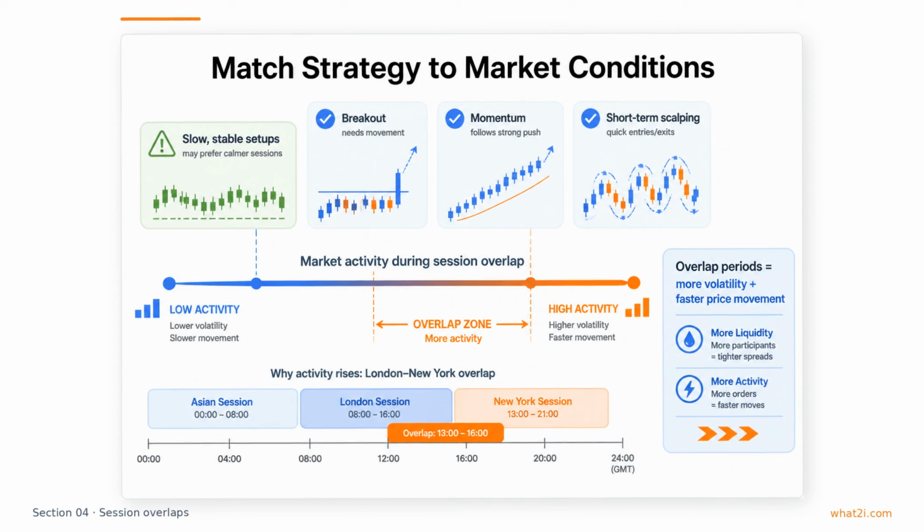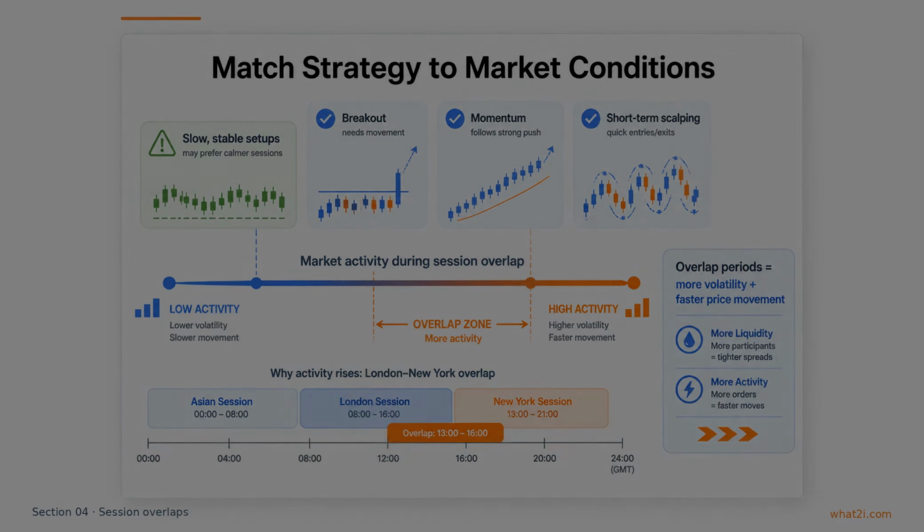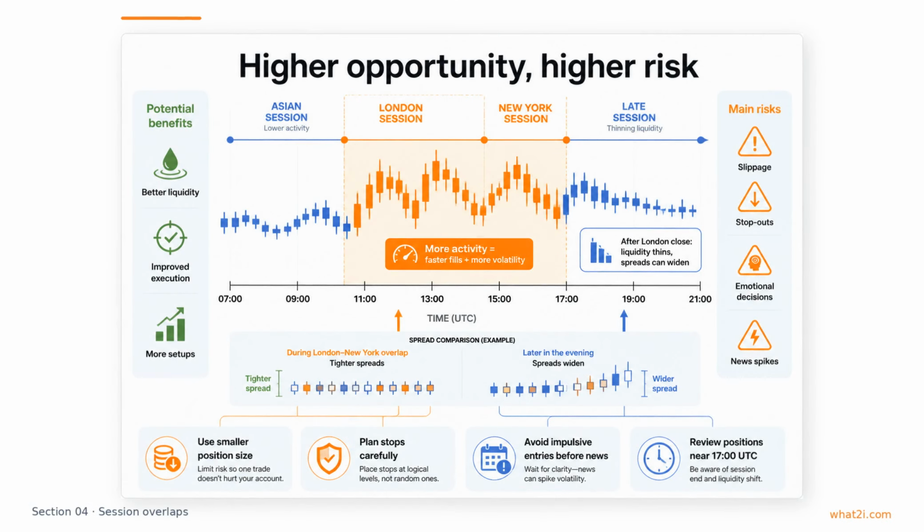On the other hand, slow and very stable setups may not fit as naturally when the market is moving more quickly. This is why strategy should match environment. A trader does better by using the overlap for what it naturally offers instead of forcing a calm session approach into a fast session window. More activity creates more opportunity, but it also creates more risk.